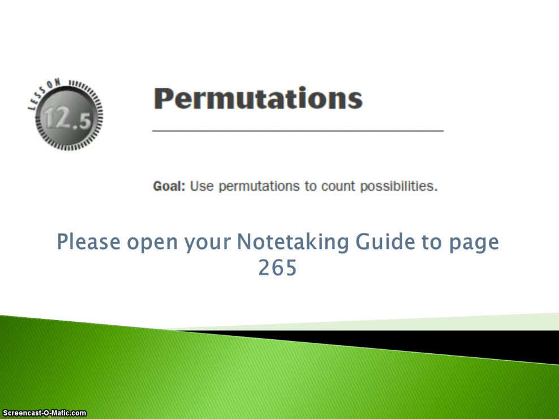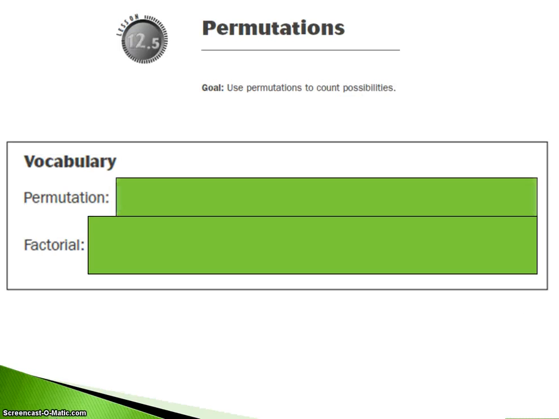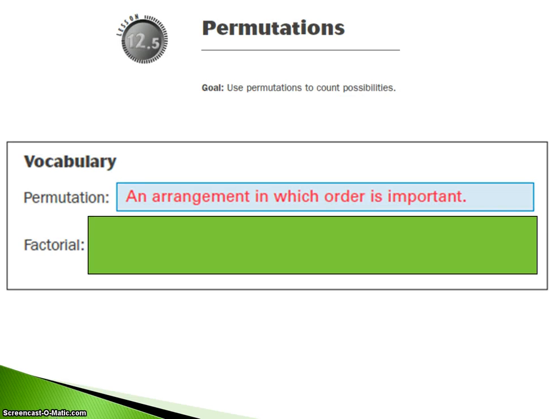Lesson 12.5, Permutations. A permutation is an arrangement in which order is important. It is important to remember that order is important in a permutation.